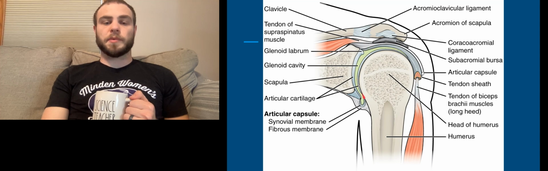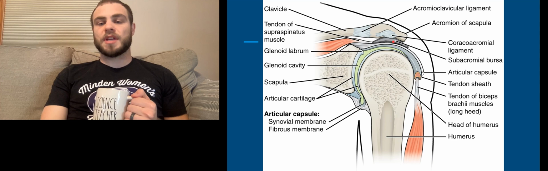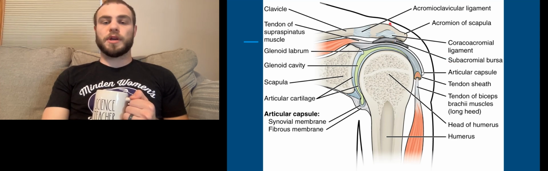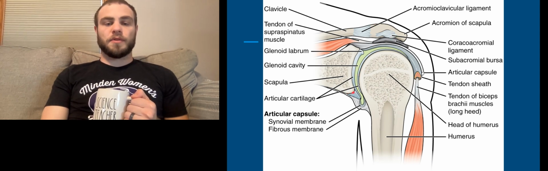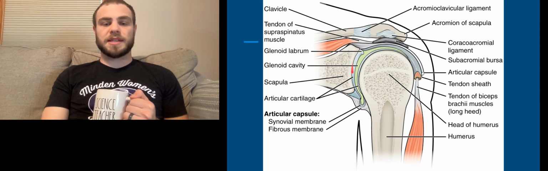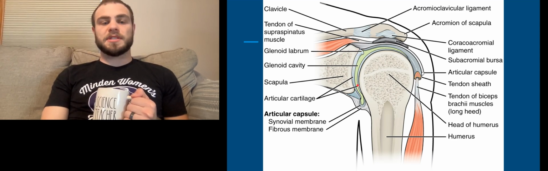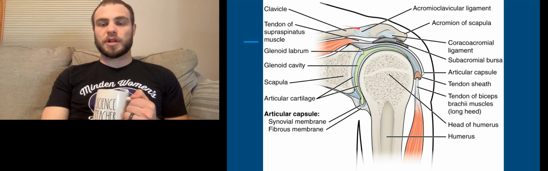Here's the glenoid cavity where we're going to be having synovial fluid within there. Here you have your subacromial bursa, so sub meaning below, acromial referring to the acromion of the scapula right there. And then you have your articular cartilage. You have the glenoid labrum here. You can see how it slightly extends and deepens that glenoid cavity. There's your clavicle.